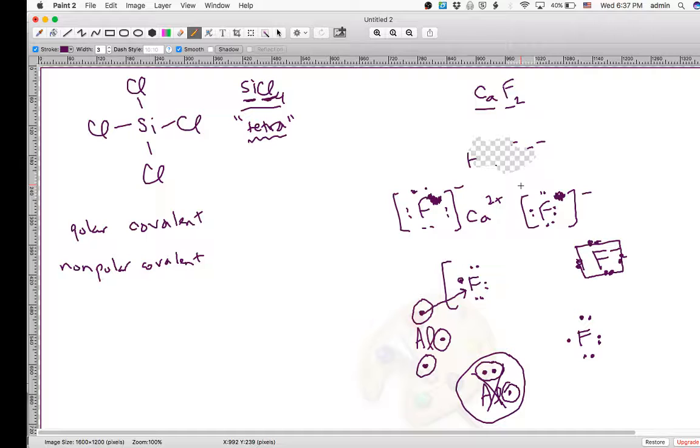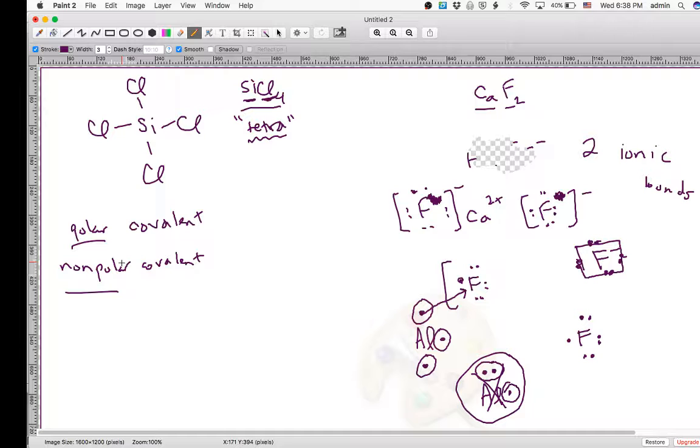So this is two ionic bonds. I've got two ionic bonds here. Now I'm going to ask you to sophisticate your concept of ionic and covalent bonds in order to understand polar versus non-polar covalent bonds.